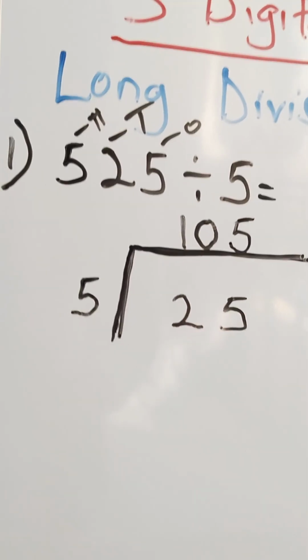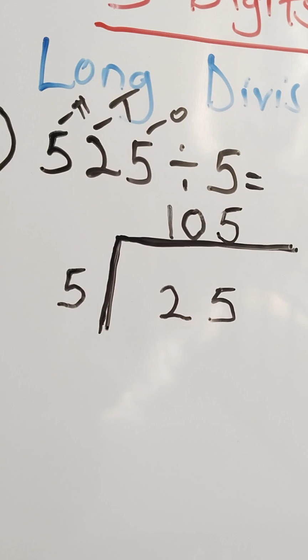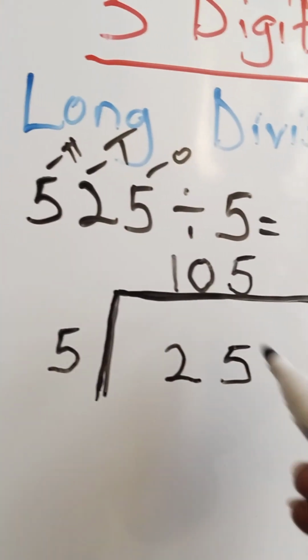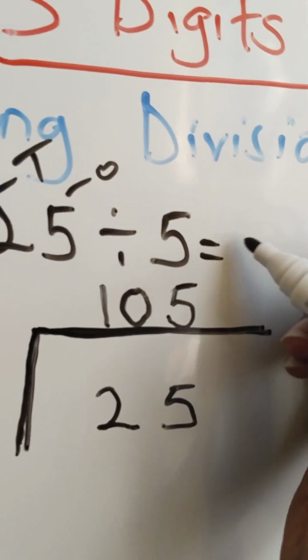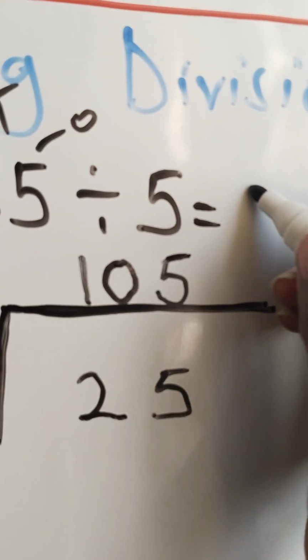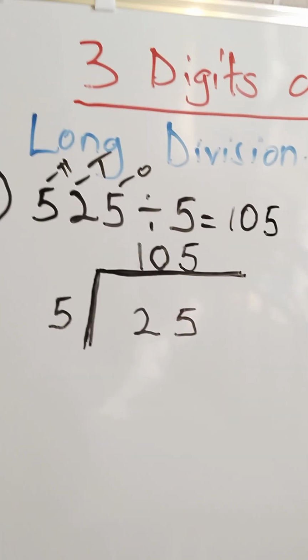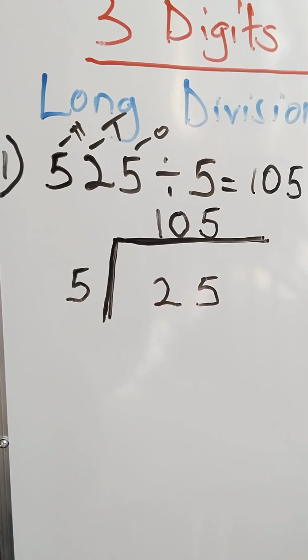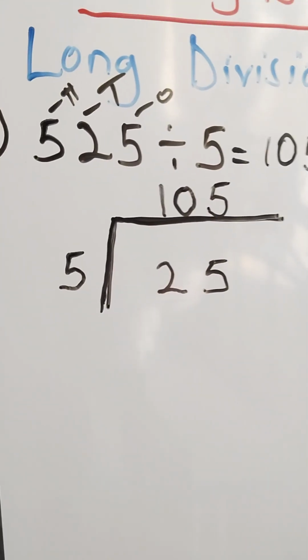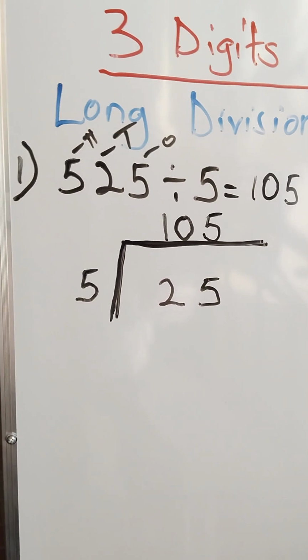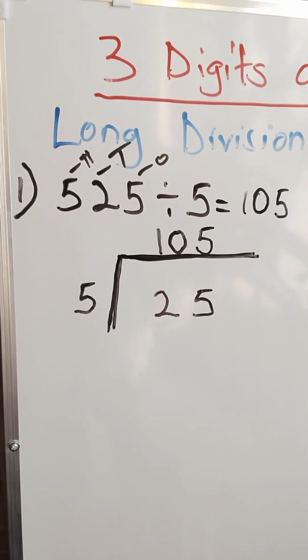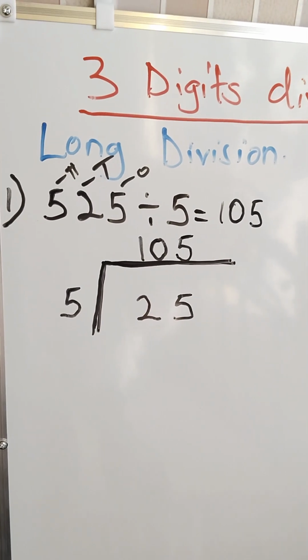So kids, do you know what? We are done. We got the answer. So you come here and put your answer as 105. Wow, that is so amazing, kids. Do you see how easy this math is? Most people say math is hard, but math is so easy. Do you see how easy it is?